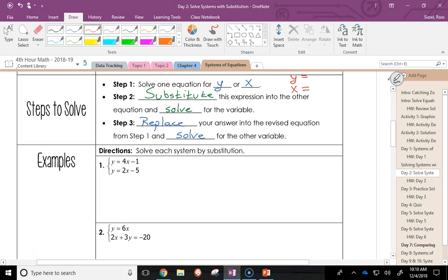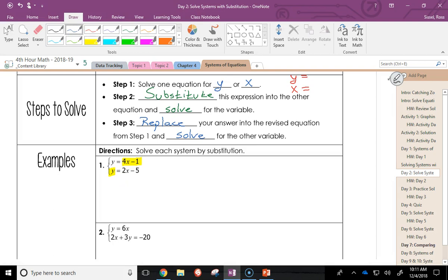Okay, so here's how this is going to look. If y equals 4x minus 1, I'm going to look at step 2 and I'm going to substitute into the second equation. So here's y on the second equation.